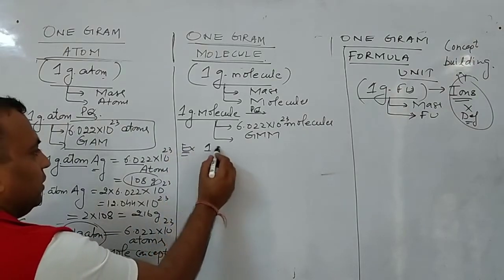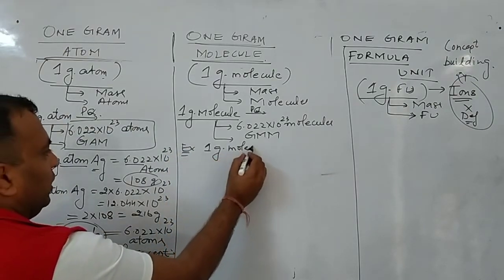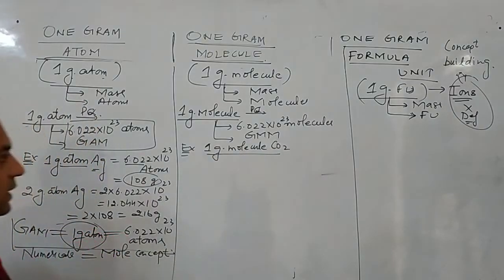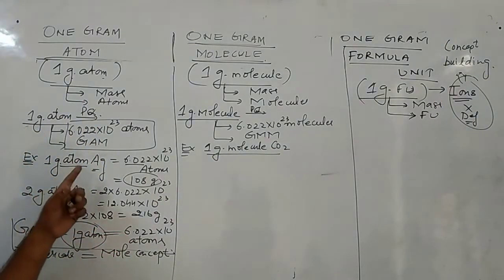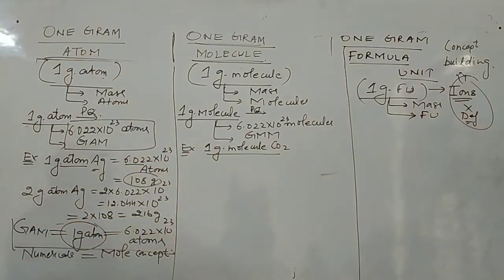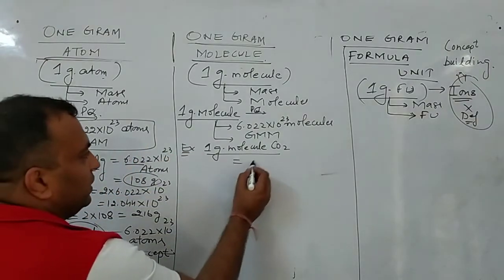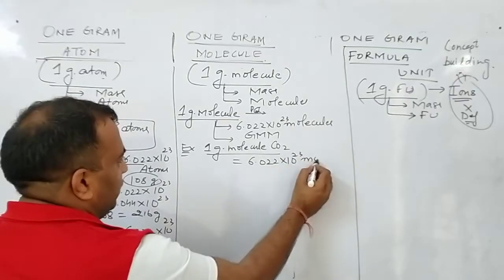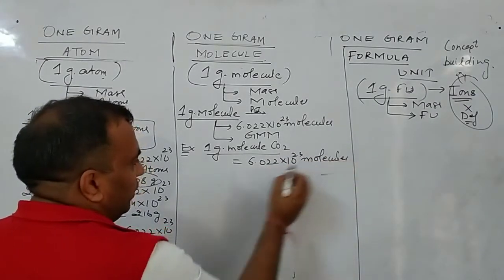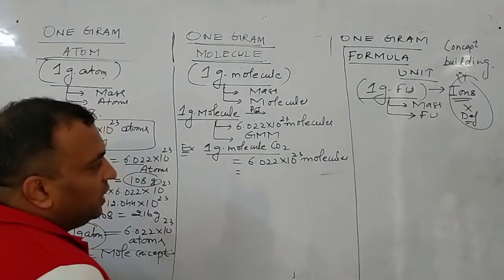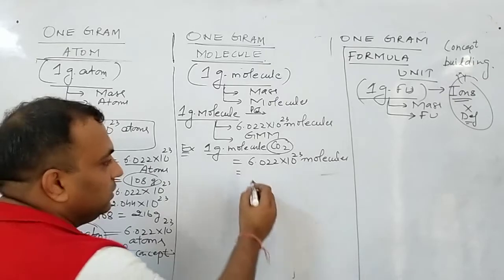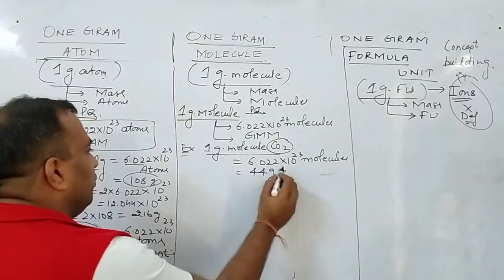If I say 1 gram molecule of CO2, just like in this case we have taken 1 gram atom of silver, here I am taking 1 gram molecule of CO2. So this contains 6.022 × 10^23 molecules. Regarding its mass, we have calculated earlier the molecular mass of CO2 in grams, that is 44 gram.